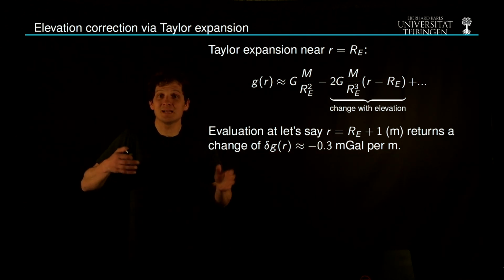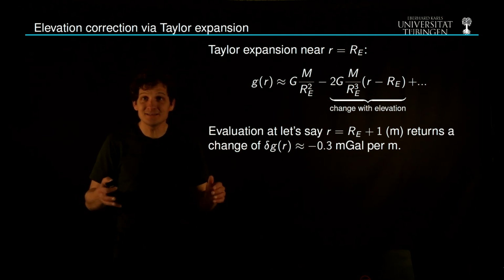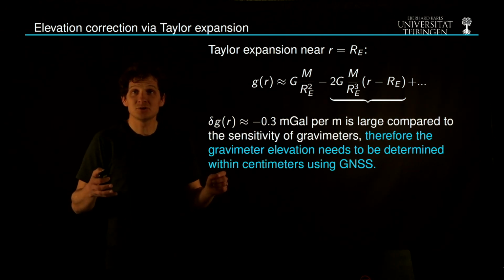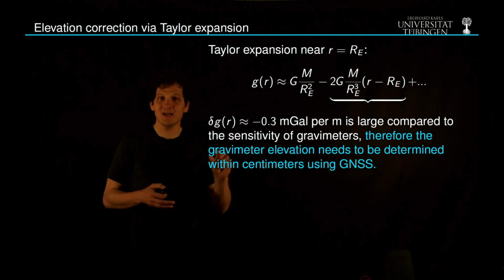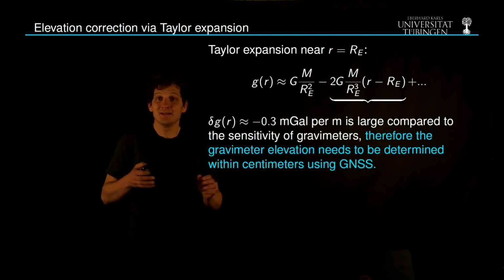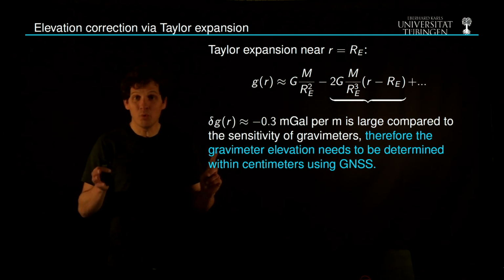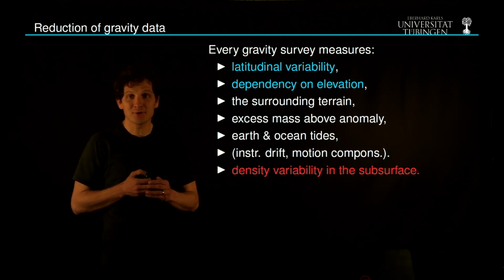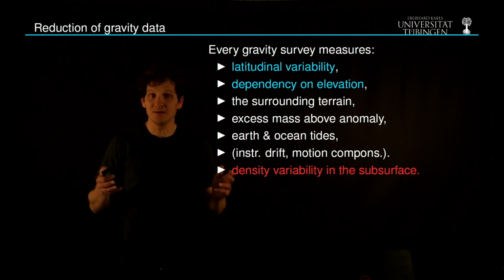meter. And this doesn't sound like much, but in the world of the gravity method, this is actually quite a lot. It is so much that you should actually record the vertical position of your gravimeter at the centimeter level. And this is not necessarily an easy task. However, once this is done, you can straightforwardly apply this correction of 0.3 milligauss per meter above sea level.